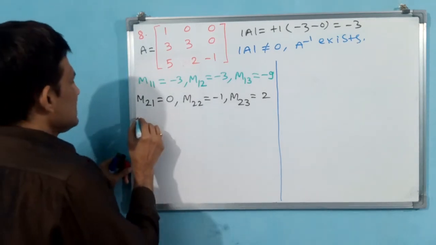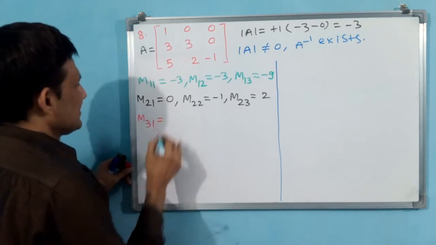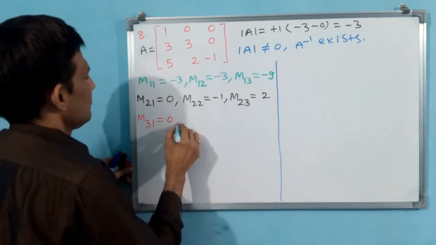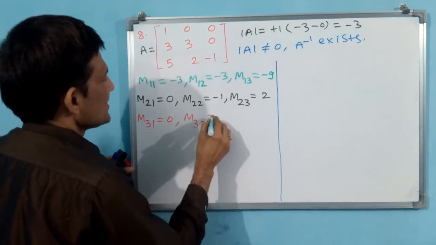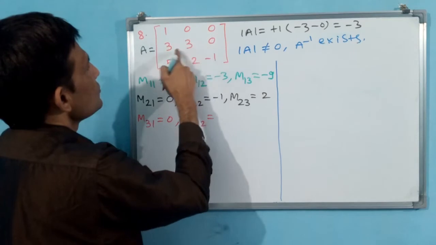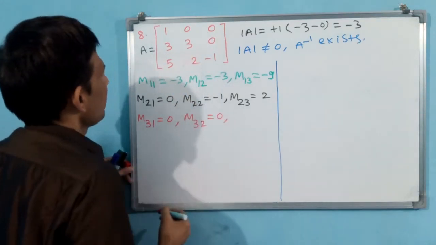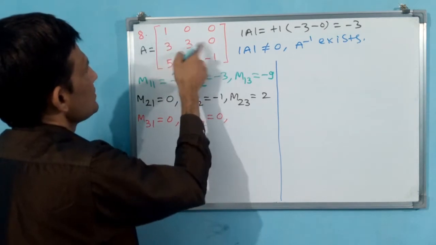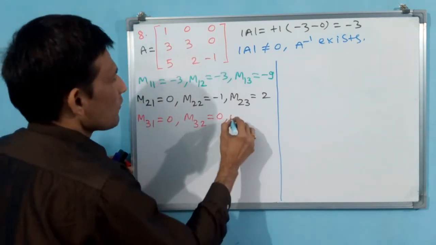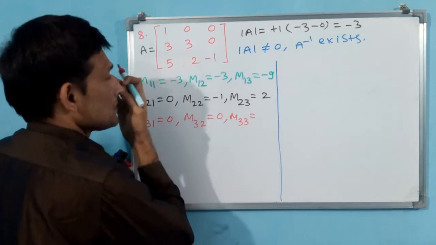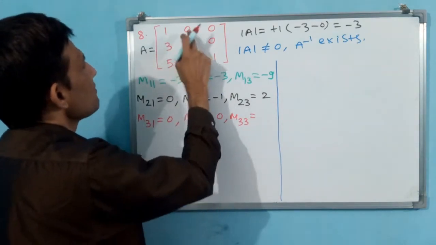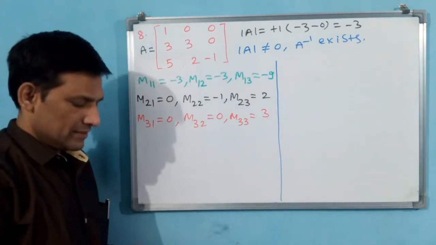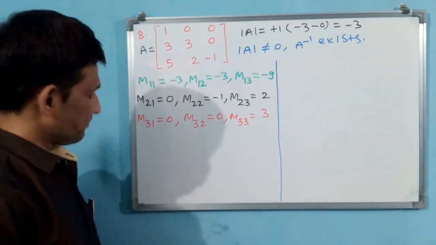Go for M31. Now see, 0. M32, 0, this is also 0. Now go for M33, 3 minus 0, that means 3. Now see, these are minors. Find cofactors.